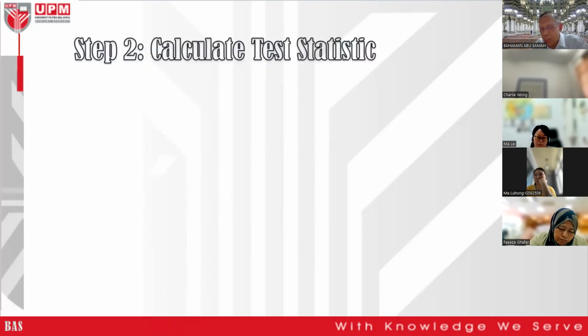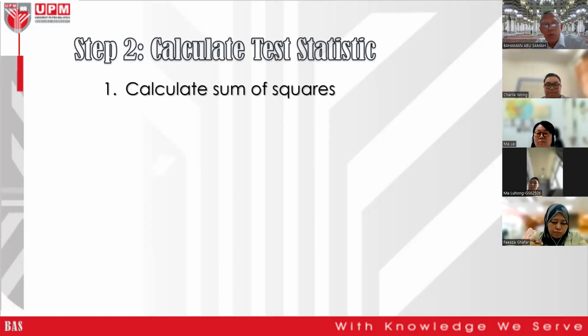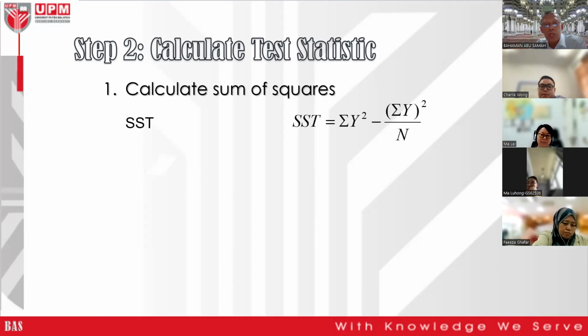Okay, step number 2, our calculation. Get ready with the calculator. All right, the first thing that we need to calculate is the sum of squares. The sum of squares that we need to calculate include sum square total. Very similar to what we did for one-way analysis of variance. It's just simply your sum square for y, where the formula for sum square total is summation y square minus summation y bracket square divided by n. The normal sum square for y, right?